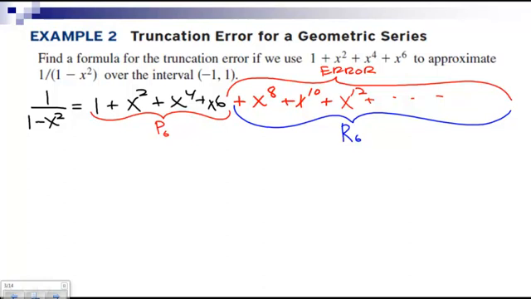And the stuff that's in the remainder, the stuff that didn't get added on, is the thing that's keeping you from getting exactly the right answer. Now here you go. Are you ready? We can actually, in this case, calculate exactly what the error is for some given value of x.